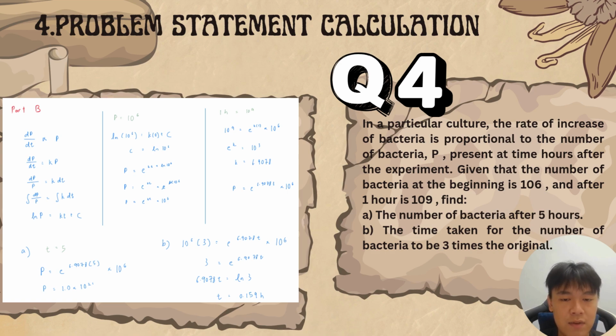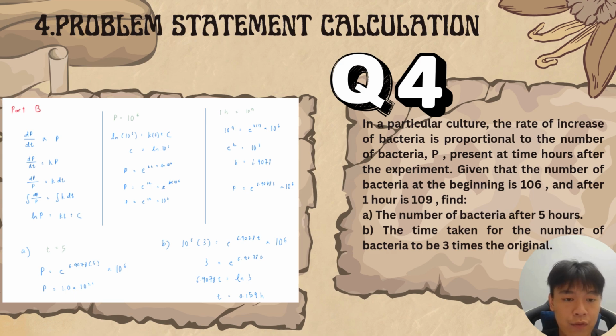After this, we can start to do the question already. The number of bacteria after 5 hours: we just sub t equals 5 into our third equation. We get P equals 1.0 times 10 power of 21.